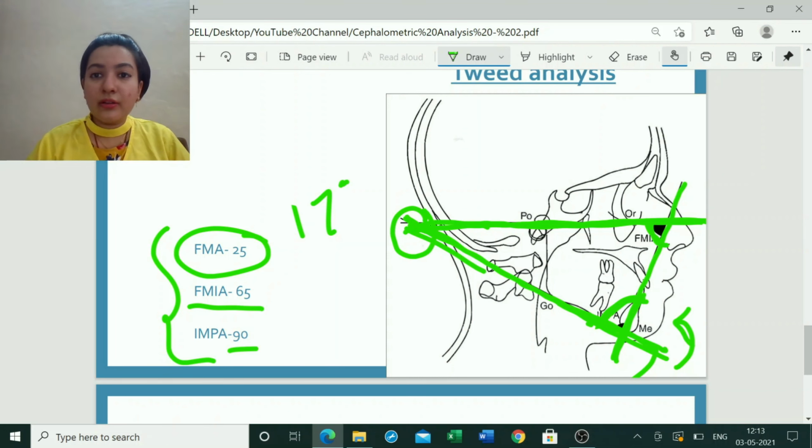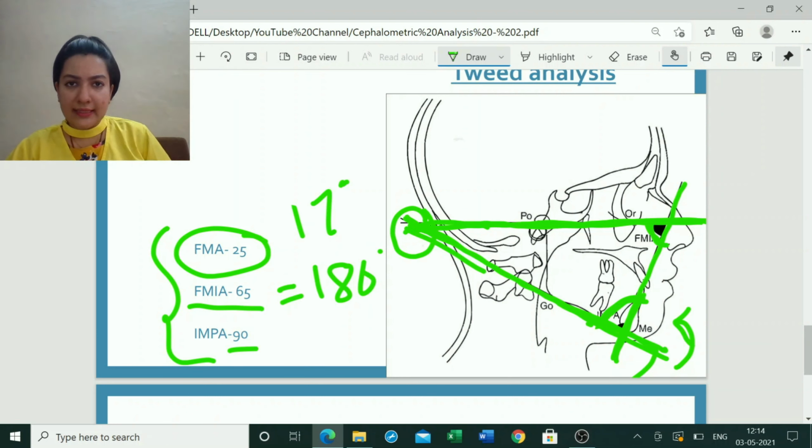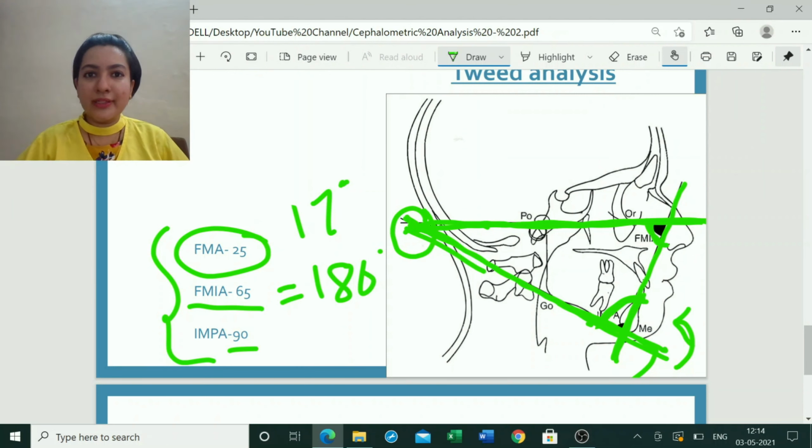Now, what do we get when we join these three angles? We get a triangle. And what is the subtotal of a triangle? Mathematics concept, the subtotal of triangle is equal to 180 degrees, correct? So when we join this, what do we get? 180 degrees. Suppose you're a final year student and you have been given a cephalometry to trace and they have told you to do tweed analysis. So when you do the analysis, you very honestly note down all the values.